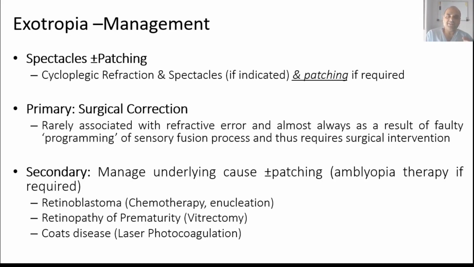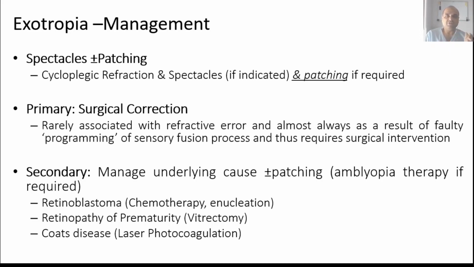And since this type of deviation is usually not associated with refractive errors, the primary form of management is then surgery. And we'll talk about surgery at the very end once we have done all different types of squints. For secondary exotropia, it is basically the management of the underlying cause together with patching if there is amblyopia, and that is usually done once you have dealt with the condition that causes the exotropia.